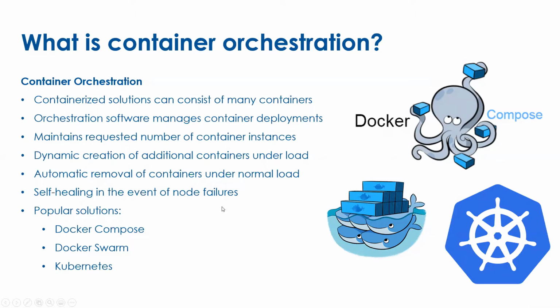Self-healing in the event of node failures or container failures. So if something crashes or goes down, the orchestrator can spin that back up and ensure that it's still running. Popular solutions for this are Docker Compose, Docker Swarm, and Kubernetes, which we're going to be talking about here tonight.